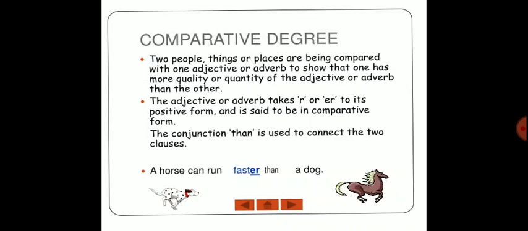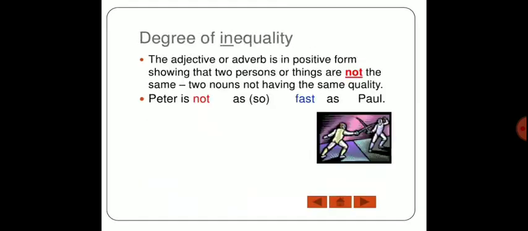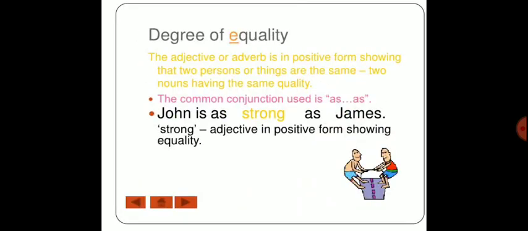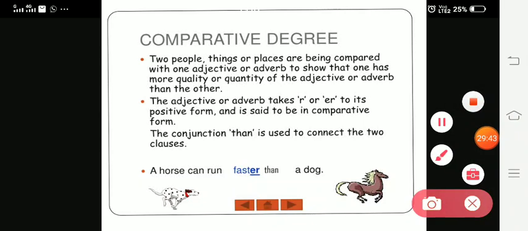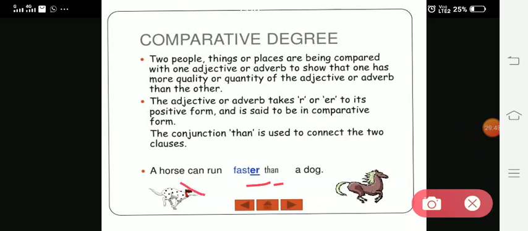The horse can run faster than a dog. Faster is an adjective, -er is used, and than is used. So here you can see the -er and than are used to show the comparison between the dog and the horse. Here the one is greater than the other. Horse can run faster than a dog means the horse is more powerful than a dog.